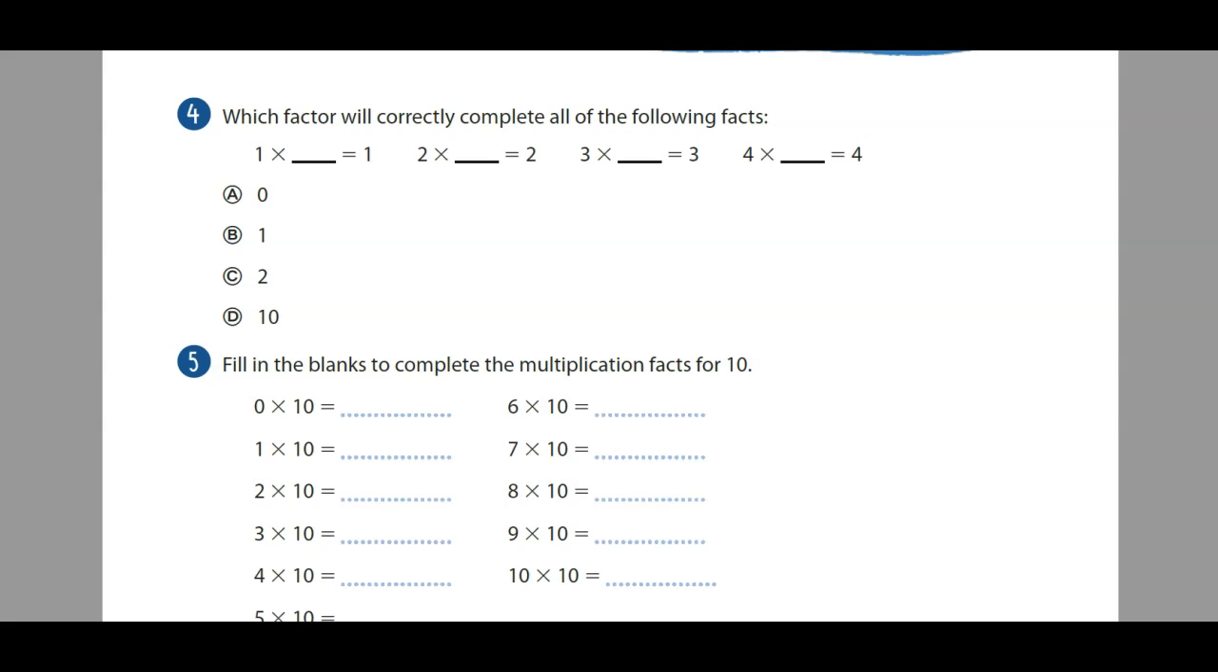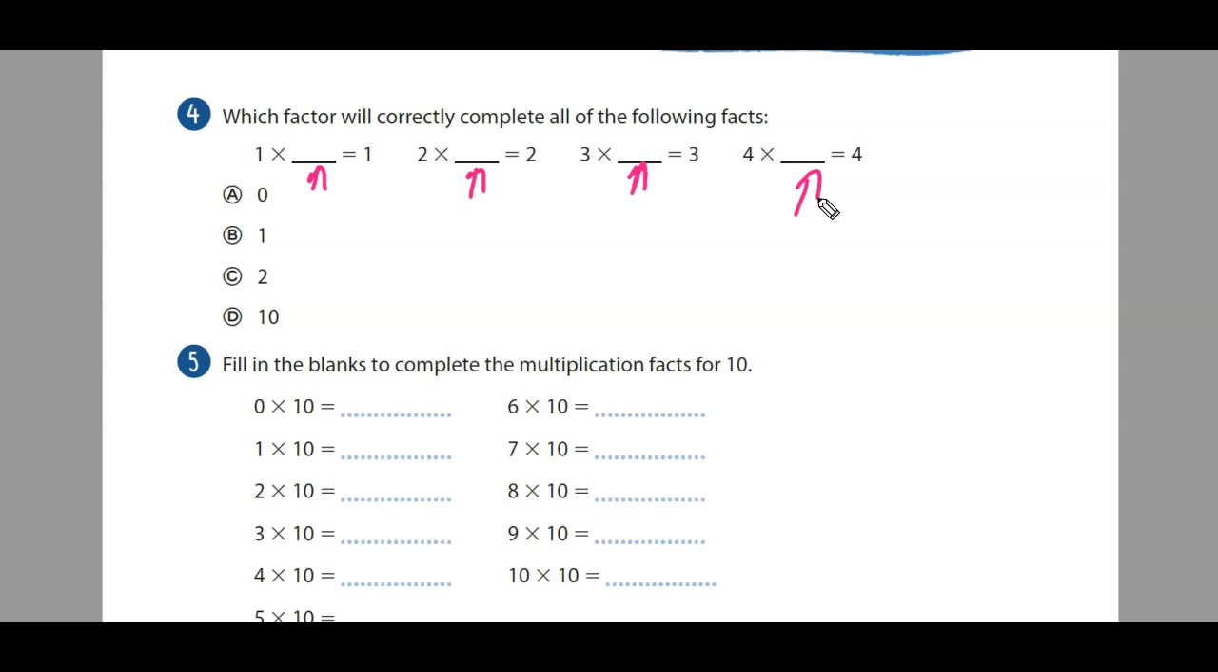Look at 4. It says, which factor will correctly complete all of the factors? So what they're trying to say is, which number can I put right here? Not 0, by the way. Which number can I put right here? It has to be the same number, though, that will complete each one of those correctly. Okay? So, I'm assuming everybody has an idea? Okay. Let's start eliminating things.